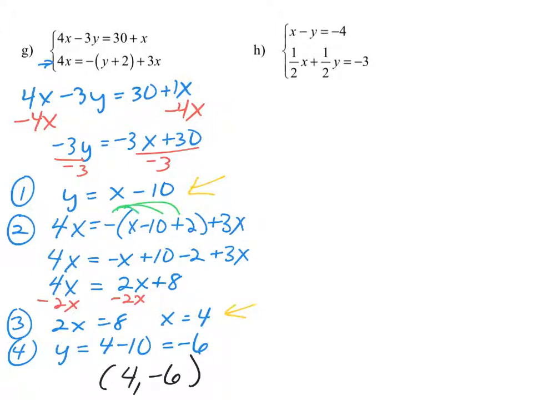Again, as always, you want to take the time to check to make sure. You can double check these on your own and find that 4 times 4, where x is 4, minus 3 times negative 6 will equal 30 plus x, or 30 plus 4. And the second equation, 4 times 4, is going to equal negative y, just negative 6 plus 2, plus 3 times 4. So take a minute, you can double check those, and we'll find that this is a solution to both of those equations. So it is a solution to the system of equations.